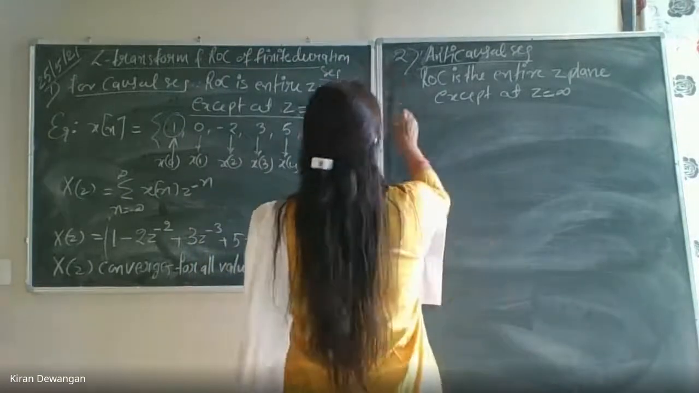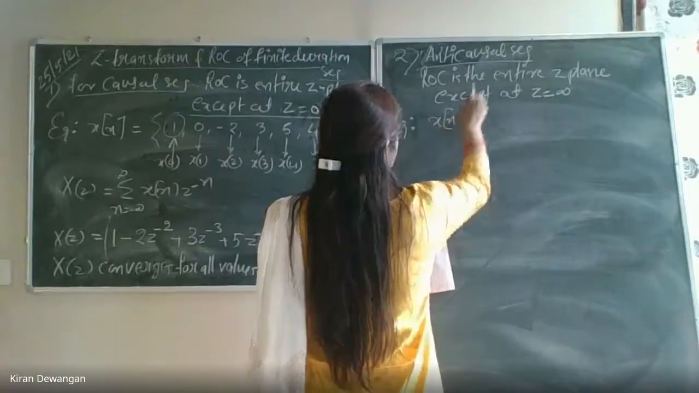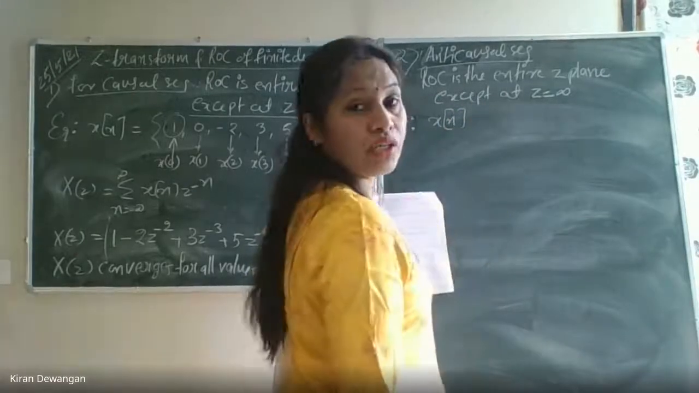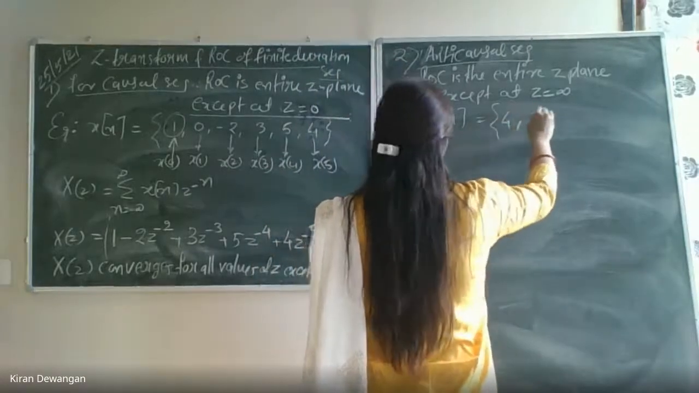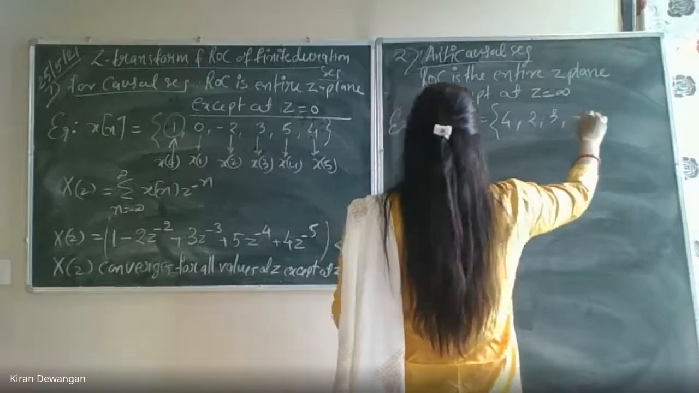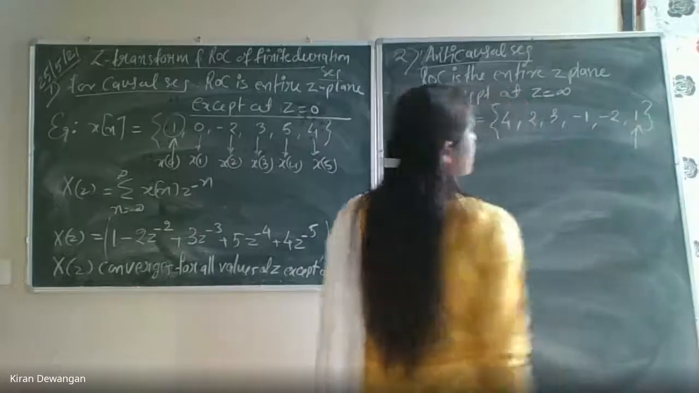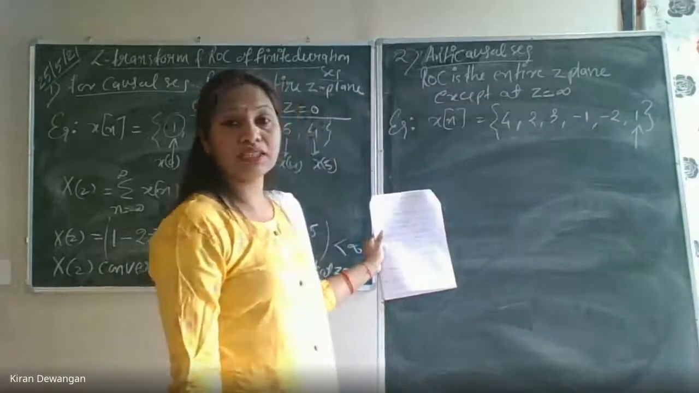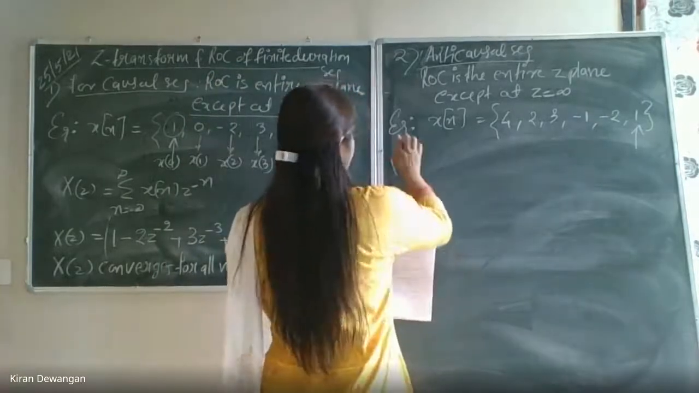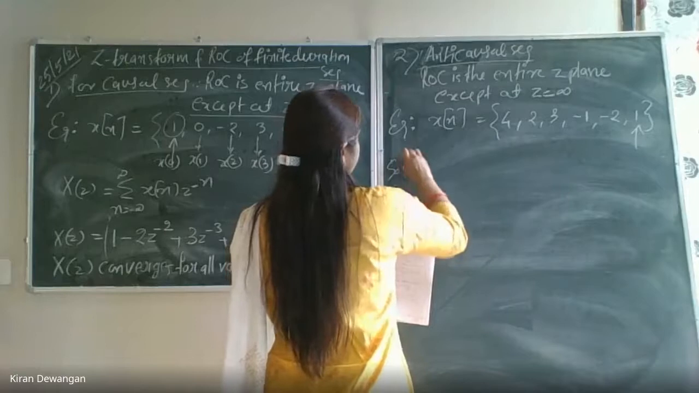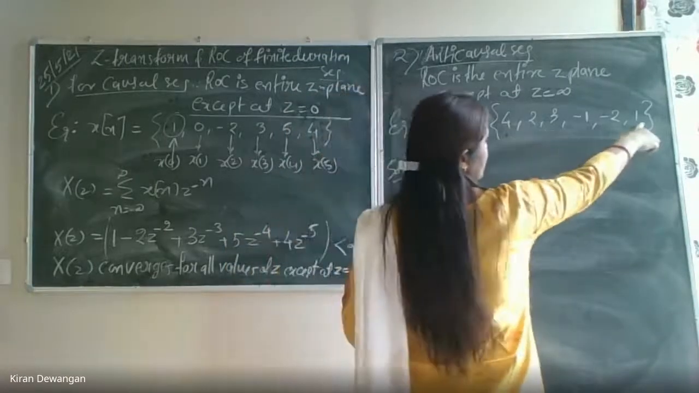Now let us take the example and we'll solve this one. X of n, this is an anti-causal sequence, the finite duration anti-causal sequence. X of n is 4, 2, 3, -1, -2, 1. Now this is the arrow. Now arrow represents the value at n equals to 0. So for this, if we find the x of z, this is the value at n equals to 0.